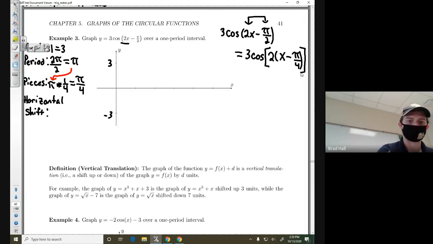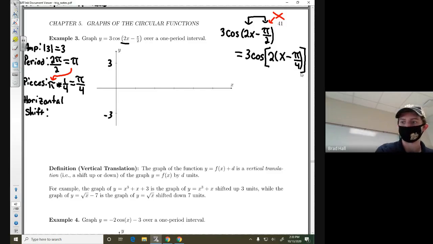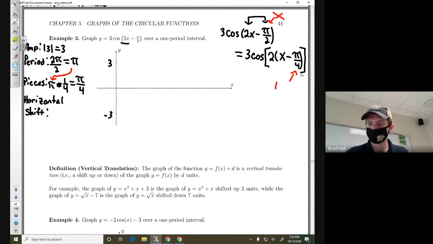So notice the horizontal shift was not pi over 2 because pi over 2 was not subtracting just x. The mere existence of that 2 screws up everything. So we had to factor out the 2. And by doing it this way, now we see that the true horizontal shift is pi over 4 to the right.